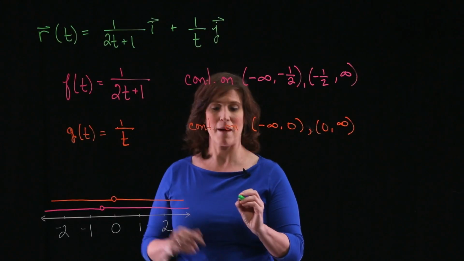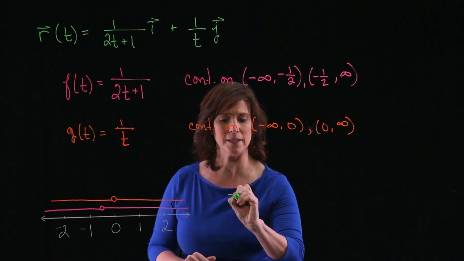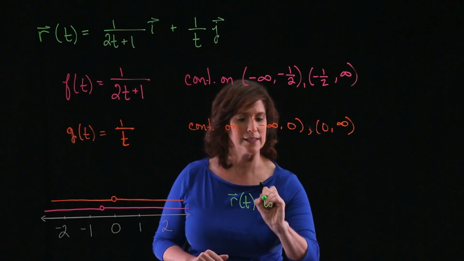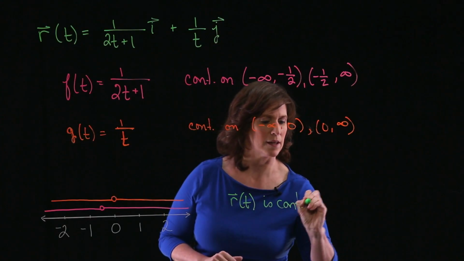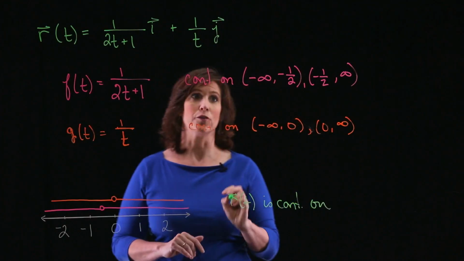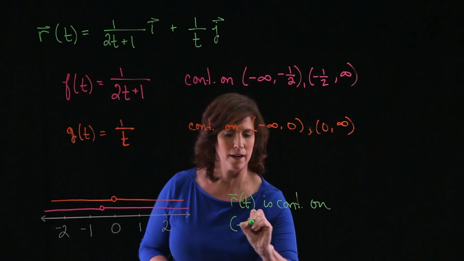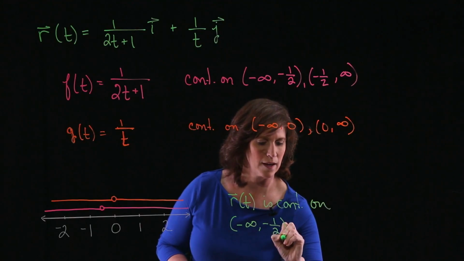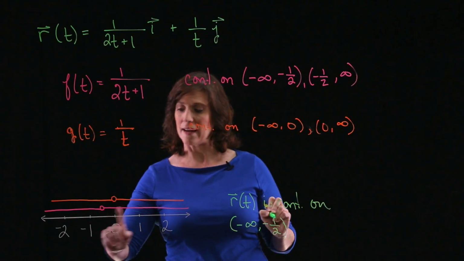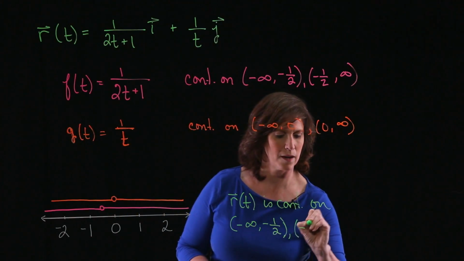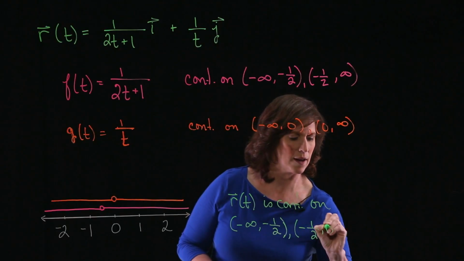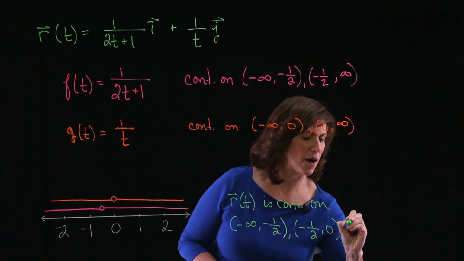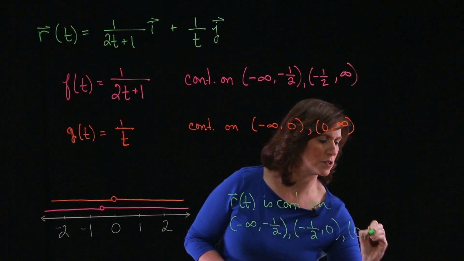So for my vector valued function, I have to find places where both of these functions are continuous. So for my vector valued function, we'll say r of t is continuous on the interval from -∞ to -1/2, also from -1/2 to 0, and on the interval from 0 to infinity.